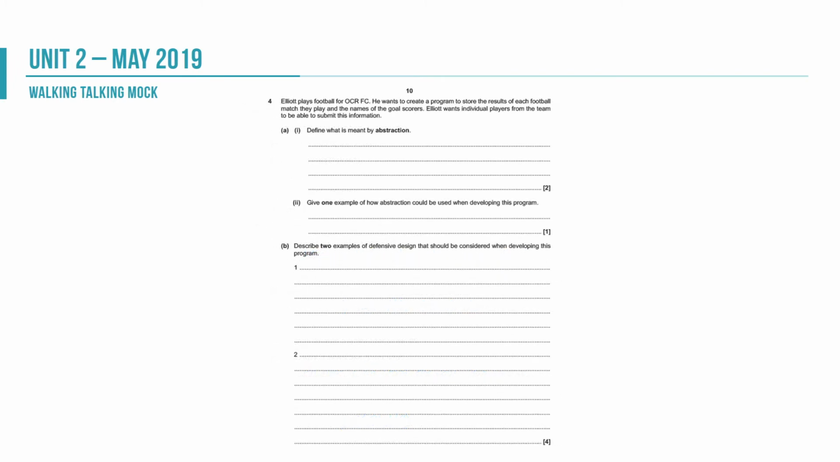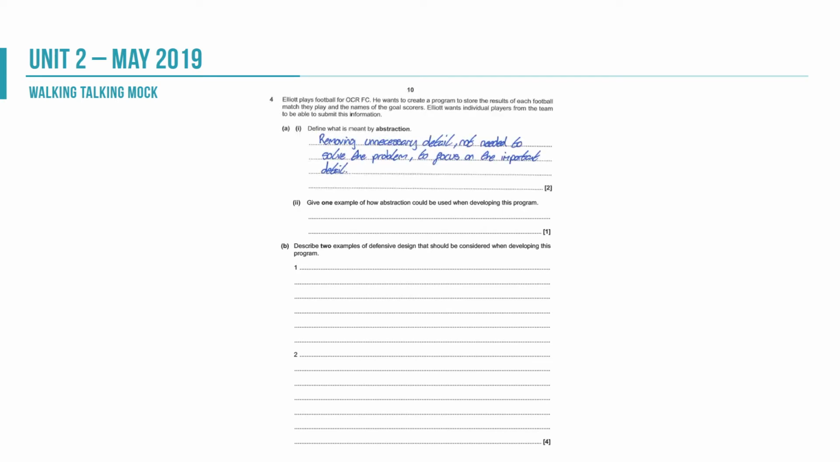Elliot then plays football for OCR FC. He wants to create a program to store the results of each football match. Define what is meant by abstraction. Abstraction is removing unnecessary detail not needed to solve the problem so that we can focus on the important detail at hand.